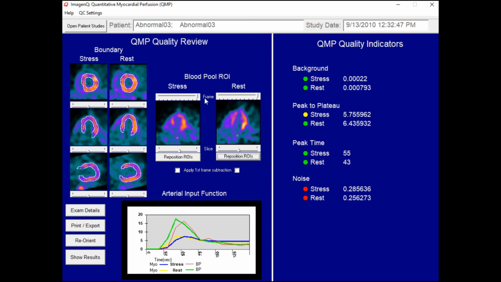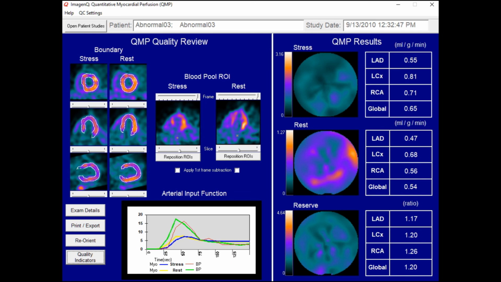And as you can see in the final frames of the dynamic study, the myocardium is very poorly traced and very noisy. So these noise indicator lights would be correct in saying that there is a high amount of noise within these images.